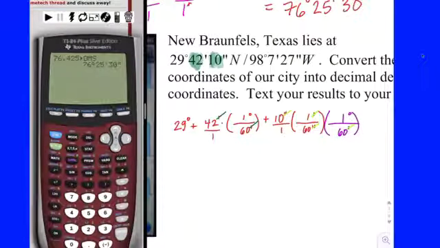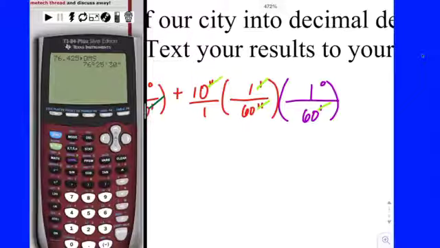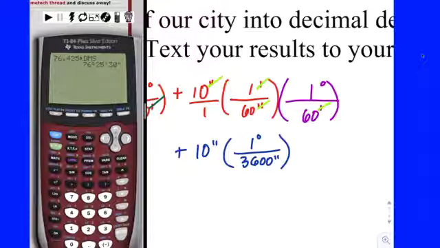Now, how many people know how many seconds are in an hour? Anyone know that? A lot, yeah. If you know how many seconds are in an hour, you could go straight from 10 seconds. You can multiply by 1 degree over 3,600 seconds. And you could do it in a single conversion factor. How did I get 3,600? Well, what's 60 times 60?